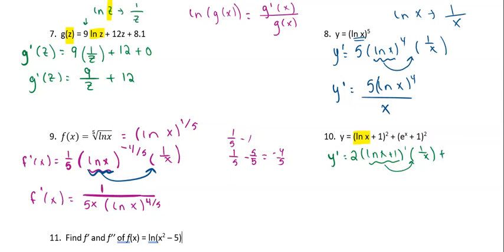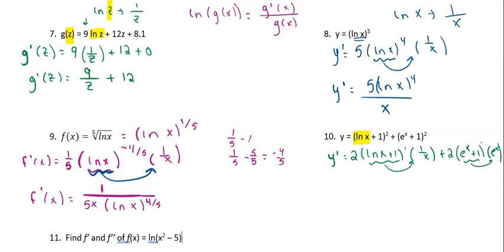Same thing again. We have our chain rule. So we'll do the 2. We have e to the x plus 1. Bring down the power, subtract 1, so it'll be to the first. And then we have to do our chain rule. The derivative of e to the x is e to the x. And the derivative of 1 is 0. So it's going to look like this.